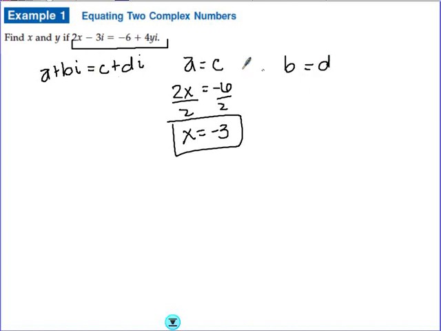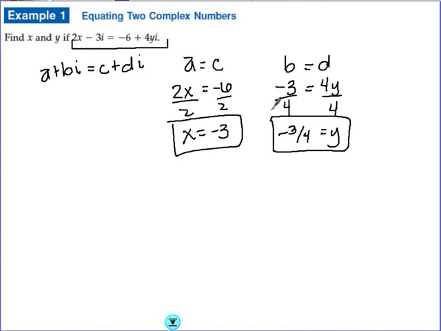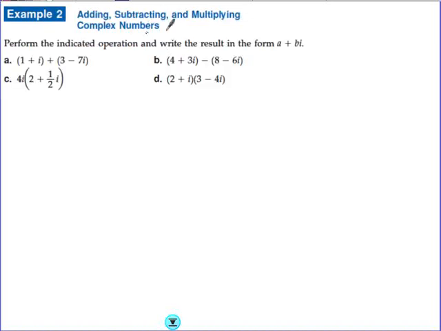The next thing would be b equals d. In this case, the b is the coefficient of the i, so it's the real part of the imaginary component. So it is a -3 in this case. And then the d is the 4y. So the 4y together make up the coefficient of the i. So then, again, easy enough. I just divide by 4 on both sides. So I have -3/4 is equal to y. So done with that example. And you will have a couple like this on your worksheet for Tuesday. If you have questions, let me know in class. Example number 2, adding, subtracting, multiplying, and dividing.